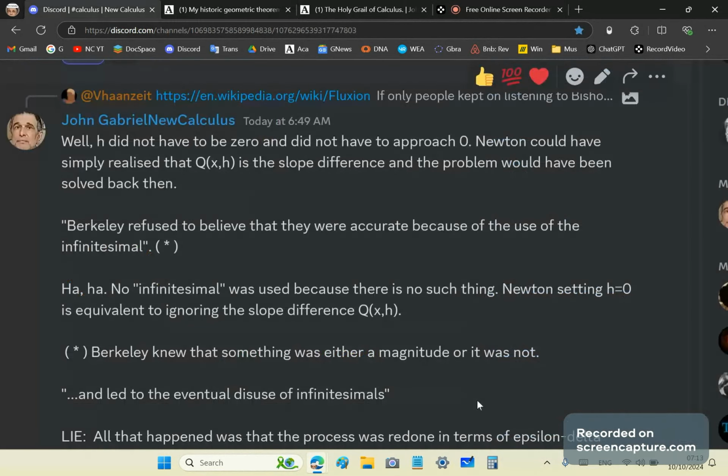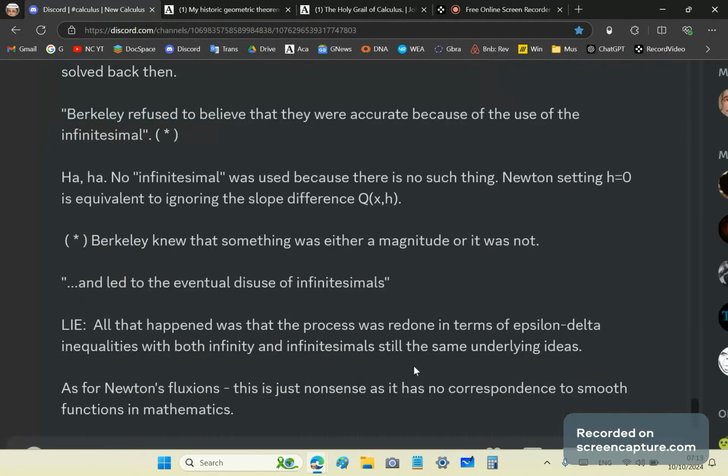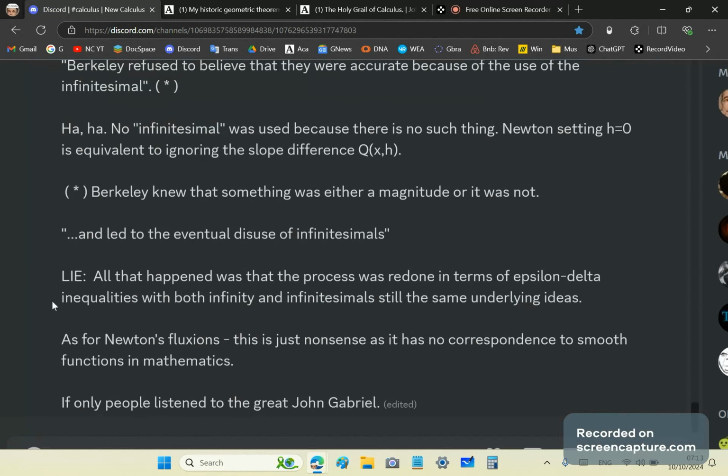Now, Berkeley, it says, refused to believe that they were accurate because of the use of the infinitesimal. Well, no infinitesimal was used because there is no such thing. Okay. Newton setting H equal to zero back then is equivalent to ignoring the slope difference, Q of X, H. That's all it is. H doesn't have to be zero. It doesn't have to approach zero. It just needs to be ignored. Okay. So, and of course, Berkeley knew that something was amiss, because it must either be a magnitude or it's not a magnitude, as in zero.